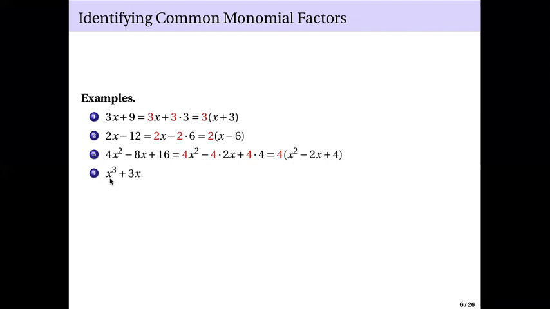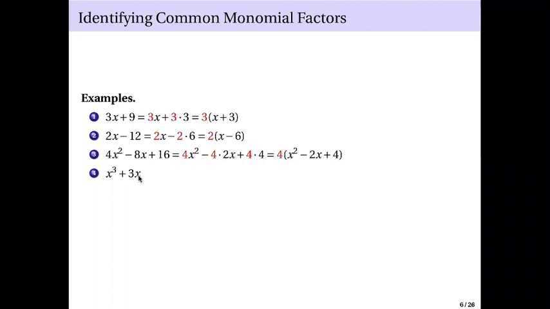Next problem here, we have x cubed plus 3x. The coefficient of x cubed is 1, and the coefficient here is 3. And 1 and 3 don't have a common factor, in a sense. Of course, 1 is a common factor, but we do not include that. But your x cubed, you can write it as x times x times x, or as x times x squared. And then here you have x also. So x is a common factor.